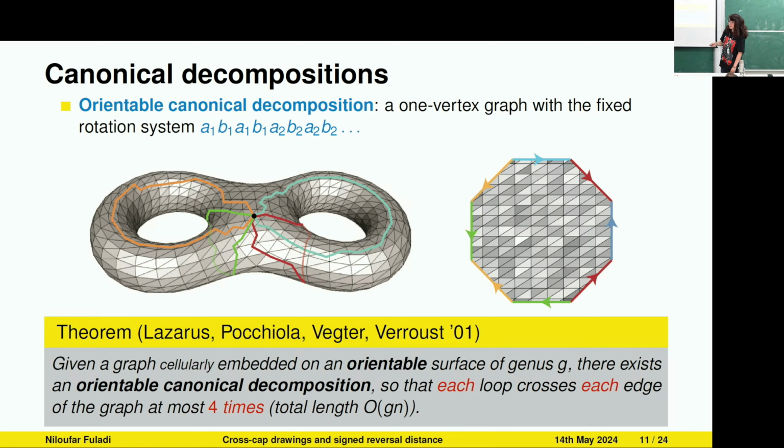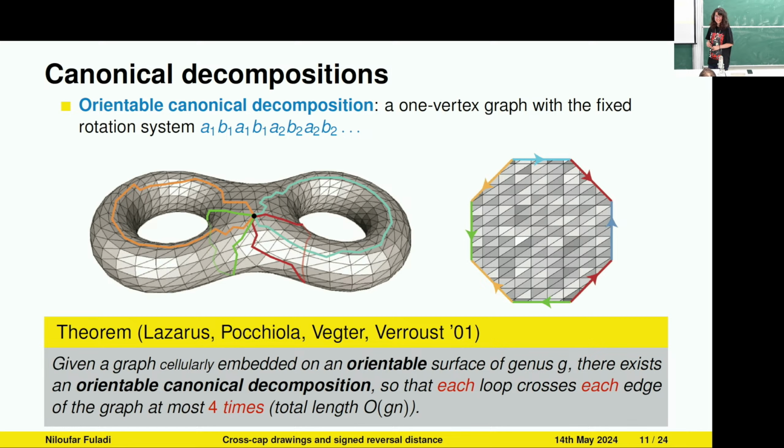So the total length just follows from the claim that each loop crosses each edge at most 4 times. Here it's once. But in general, for any embedding, you get gn times something like 4. How many loops do you need for a graph of genus g? It's order of g. Is this factor 4 tight in this case? Is it avoidable? No, I don't think so. Nothing is tight.